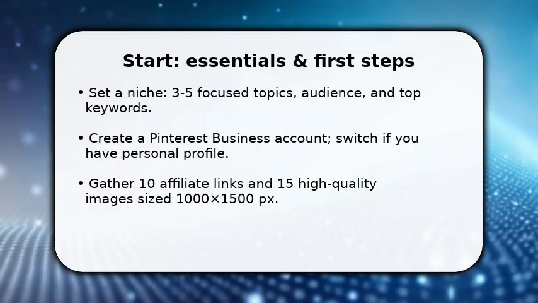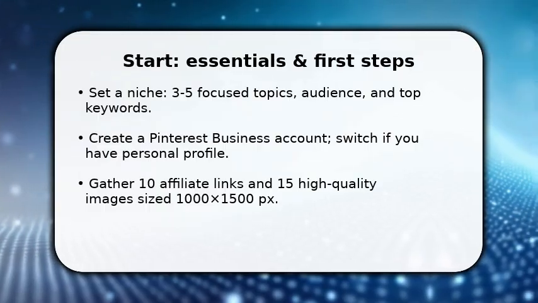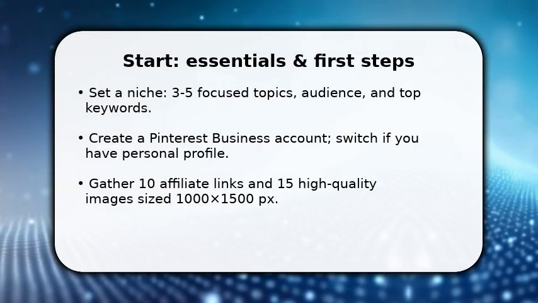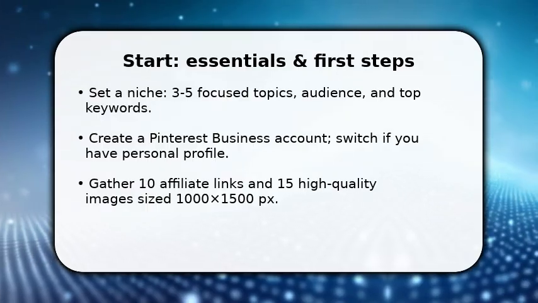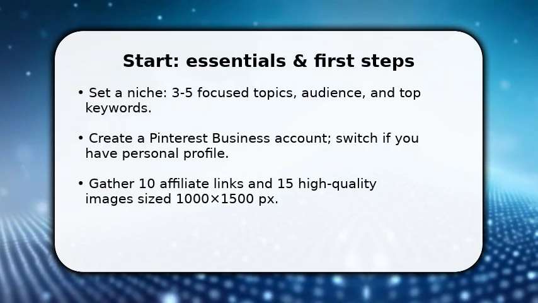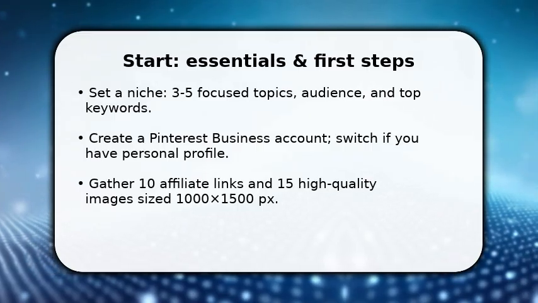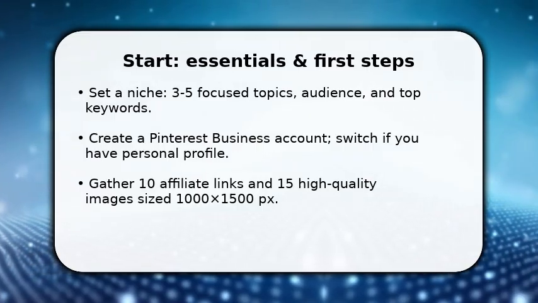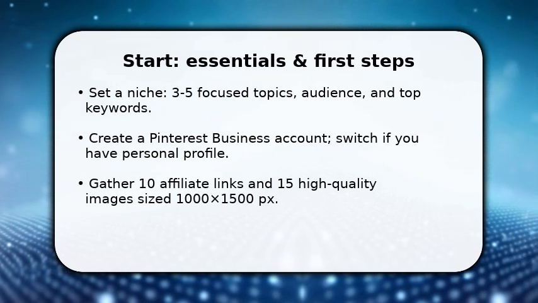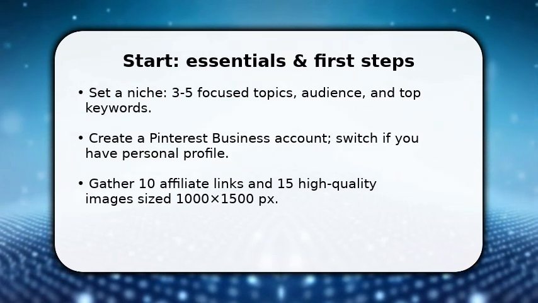Collect 10 affiliate links and 15 vertical images sized around 1000 by 1500 pixels. Make sure each image has a clear focal point. Finally, write short SEO titles and descriptions using your keywords so you can start publishing immediately without pause.